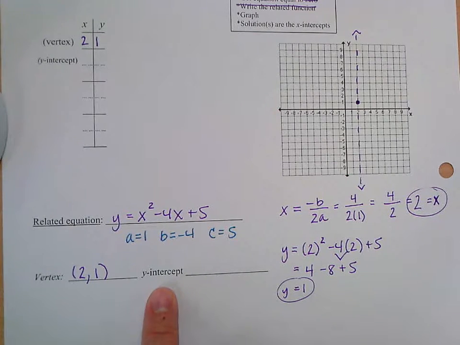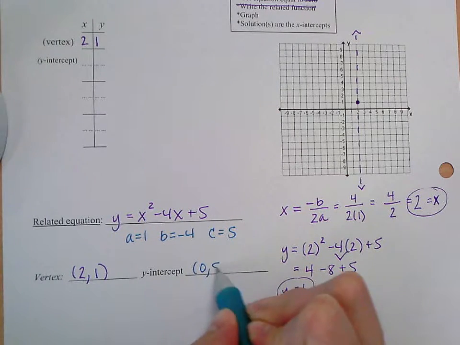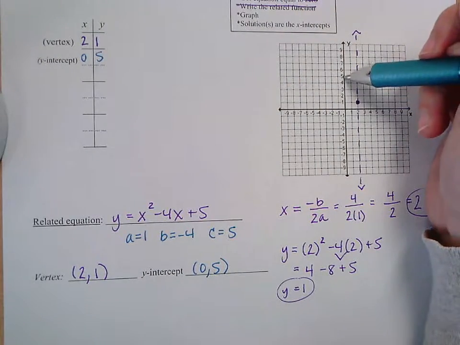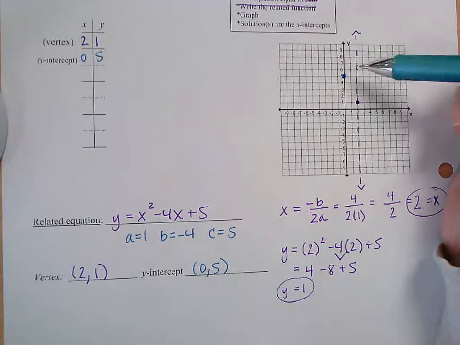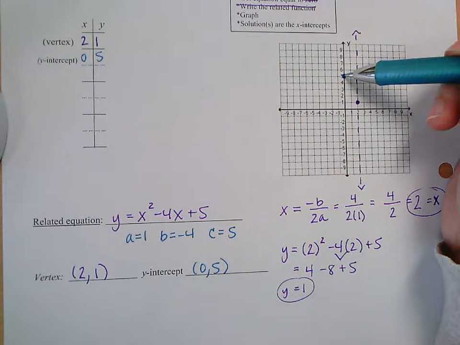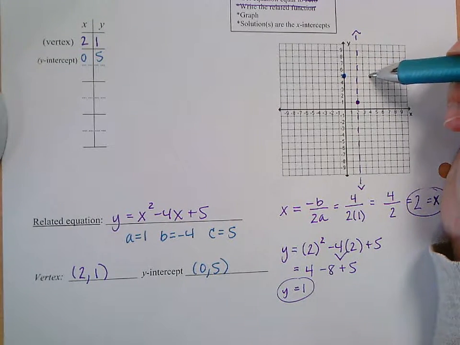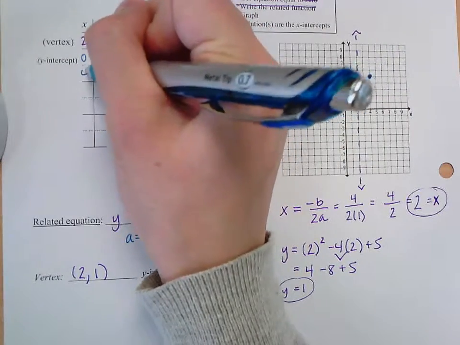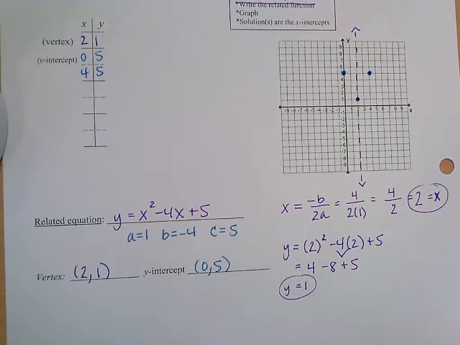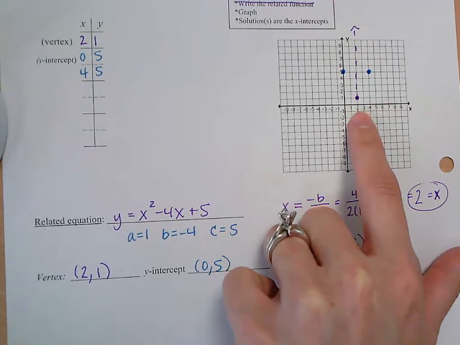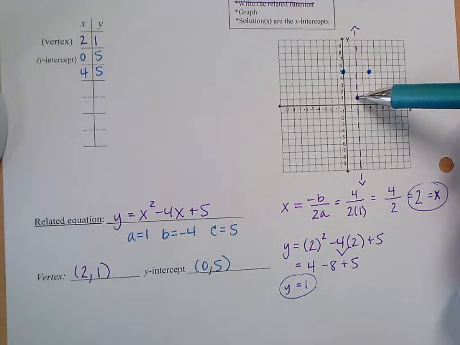Okay, what is my y-intercept? Nadia? 5, yes, so 0, 5. If I reflect this over, what other point would I know? 4, 5, thank you. Now, when looking at this, which way is this parabola opening? Up. And your vertex is already above your x-axis.